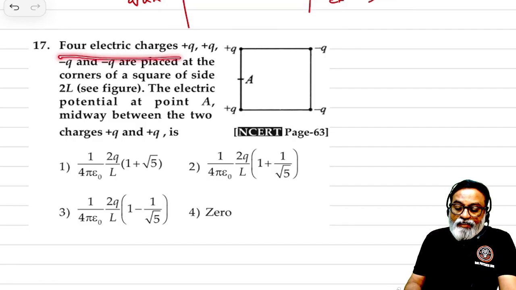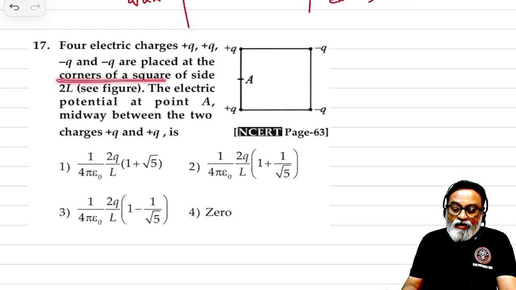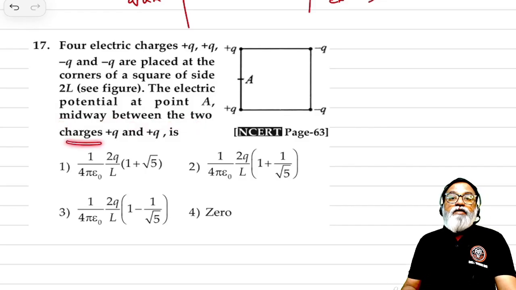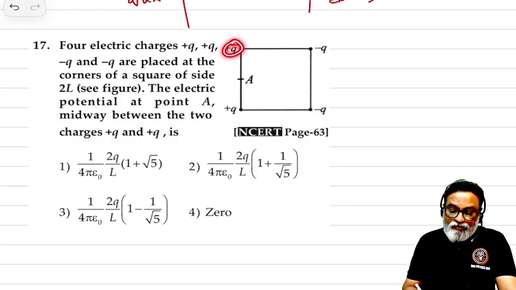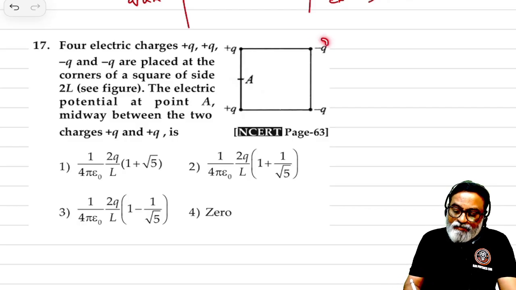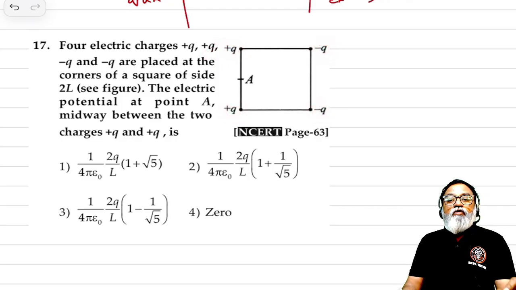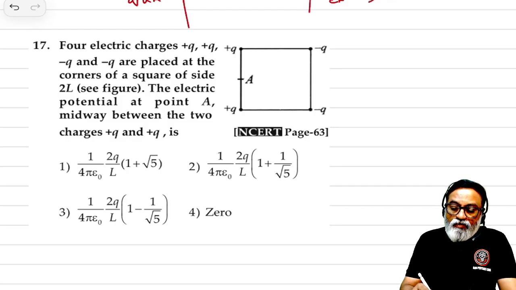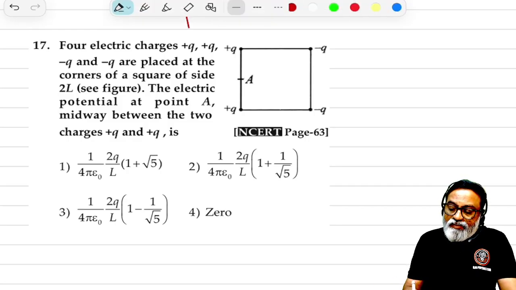Next one. Four electric charges plus Q, plus Q, minus Q and minus Q are placed at the corners of a square of side 2L. The electric potential at point A midway between the two charges plus Q and plus Q. See, here is one plus Q, here is another plus Q. I have to find out the potential midway between these two, at point A. See, here potential is a scalar. Therefore, in the system there are 4 charges, therefore there are 4 potentials. Therefore, total potential V is equal to V1 plus V2 plus V3 plus V4. Here, the total distance is 2L. Therefore, this is L, this is L.